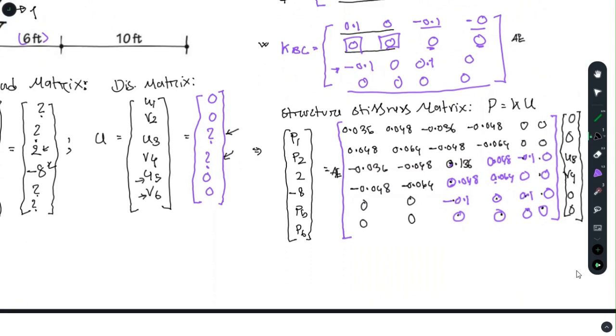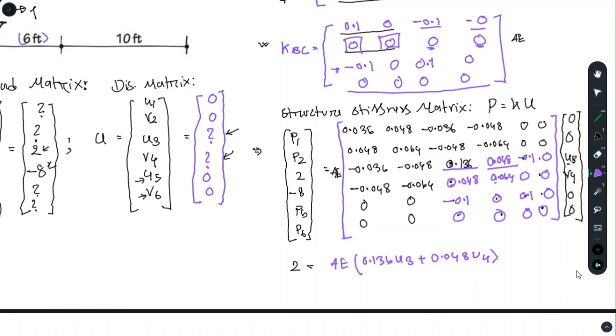So how do you find U3 and U4 from this matrix? These two will be equal to the multiplication of U3 and U4 with the third row, right? So your U3 will be multiplied with this value and this value. Other values will be multiplied with 0. So your ultimate equation will be AE multiplied with 0.136, which will be multiplied with U3, and 0.048 will be multiplied with U4.